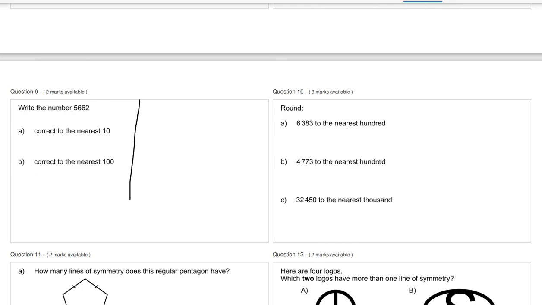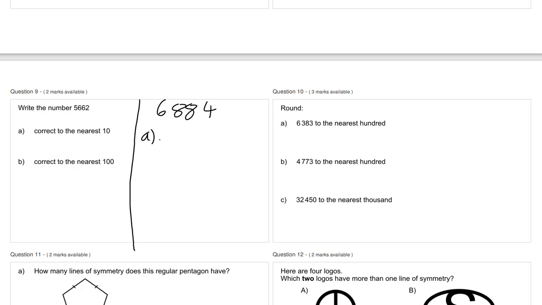If I do a similar one to the side, say we've got the number 6884, and I want that to the nearest 10, I underline the number in the tens column, which is 8. I draw a dotted line. The 4 tells the 8 to stay as it is, so I have 688, and then there's a 0 after the dotted line, always a 0.